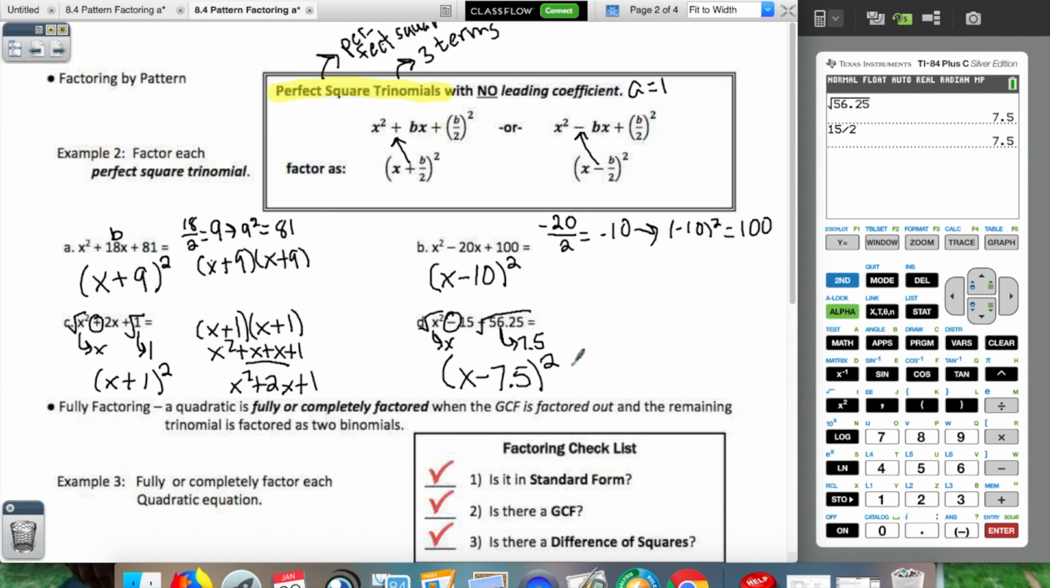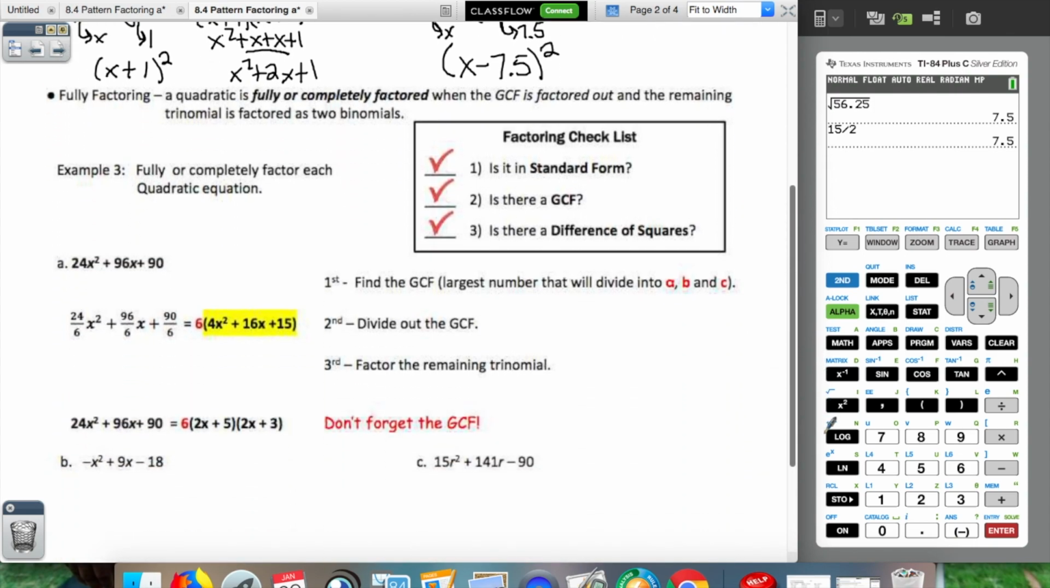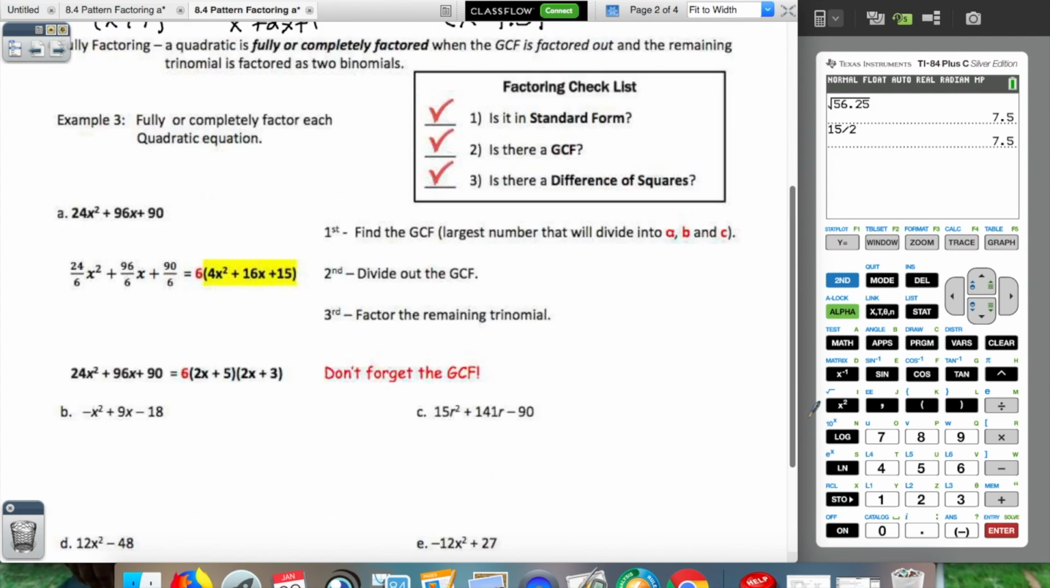So yeah, that's two ways to figure out factoring perfect square trinomials. You can either divide b by 2 and square it to make sure that that's c, and then do x plus or minus whatever you got when you divided b by 2. Or you can take the square root of the first, square root of the last, and take the sign of the middle. So yeah, that's perfect square trinomials. Now let's take a look at one more example before we go.